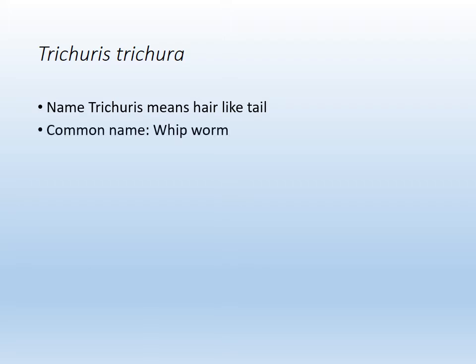If we look at this worm, Trichuris, the name suggests a hair-like tail. It is derived from two Greek words, trichus, meaning hair, and uris, meaning tail. Though it's a misnomer, because its tail is not thin like hair; it is reversed. The posterior part is thick and fleshy, and its anterior part is thin. The common name of this worm is whipworm, and it is very appropriate because it looks like a whip. We'll see that in the morphology section.